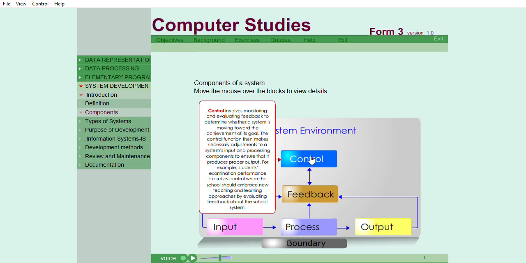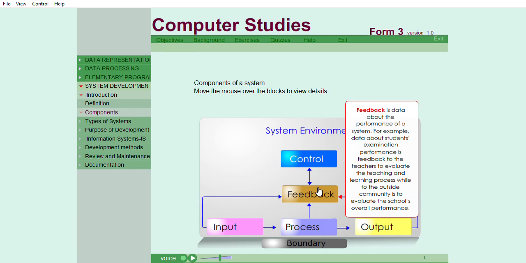Control. This involves monitoring and evaluating feedback to determine whether a system is moving towards the achievement of its goal. In order to monitor the performance of the system, some kind of feedback mechanism is required. A system with feedback and control components is called an adaptive system.